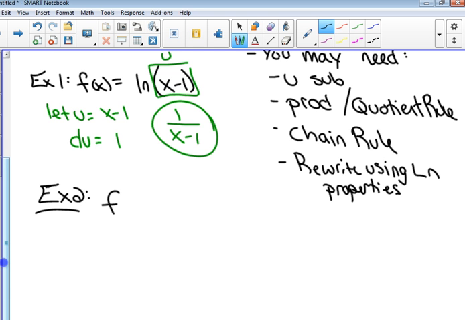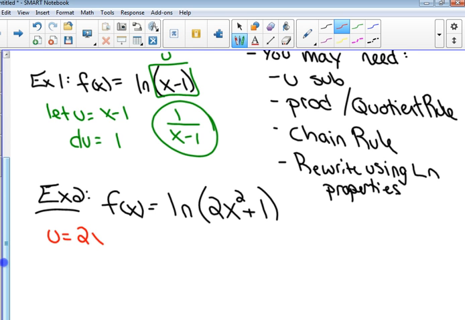So we have f of x equals the ln of 2x squared plus 1. Okay, so now we're going to take the derivative of all this. What do you guys think about your u value? Any ideas? Good. Awesome. So u is equal to 2x squared plus 1. How about du? 4x. Great.